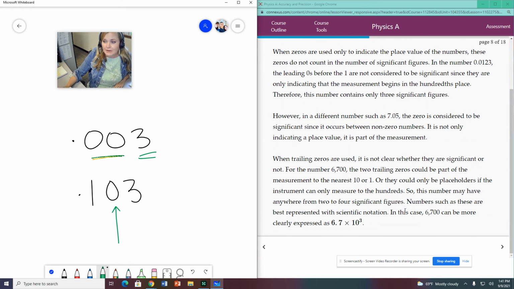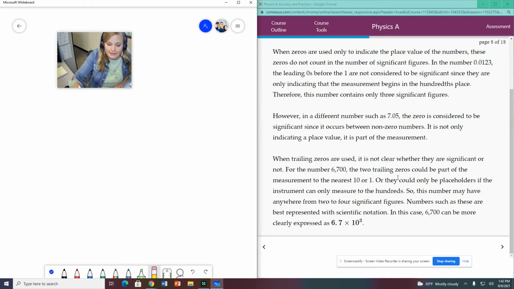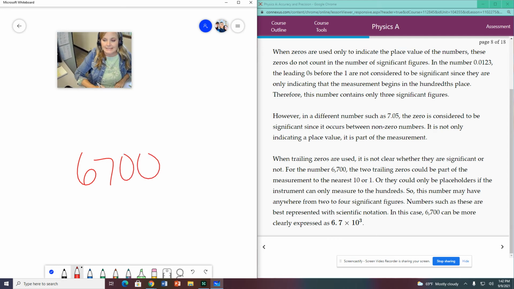So the trickiest part is if you have trailing zeros in a whole number. They give 6,700 as an example. It's hard to tell if these are significant or not, because did you really measure and there was nothing there, or did you just estimate? You can't really tell. So to get around that, if you use scientific notation, that kind of circumvents the issue.